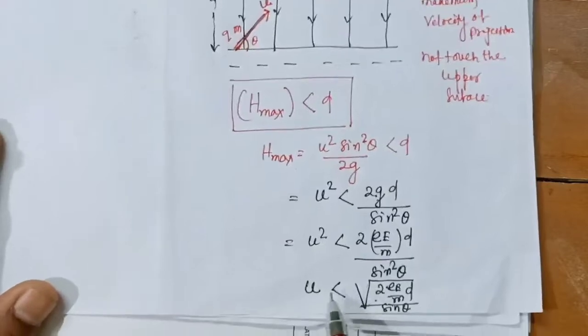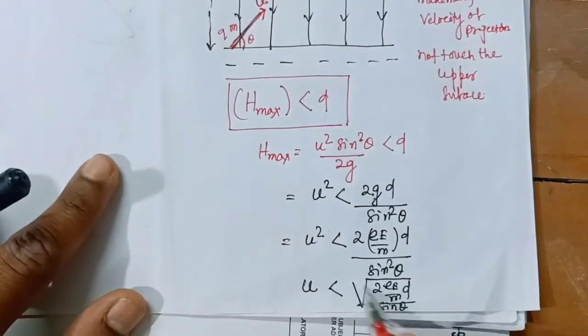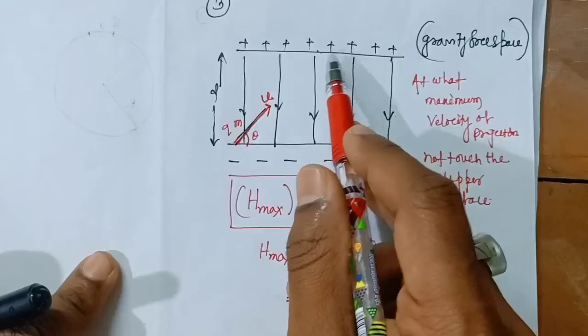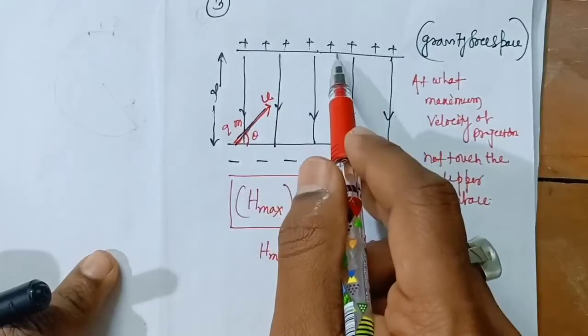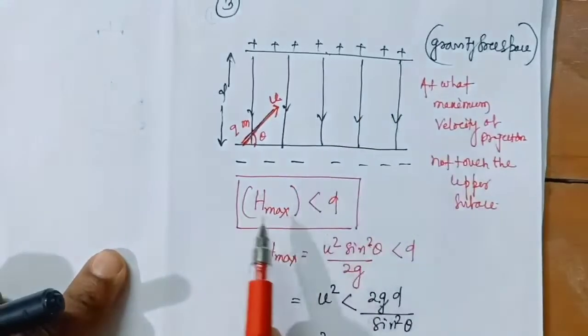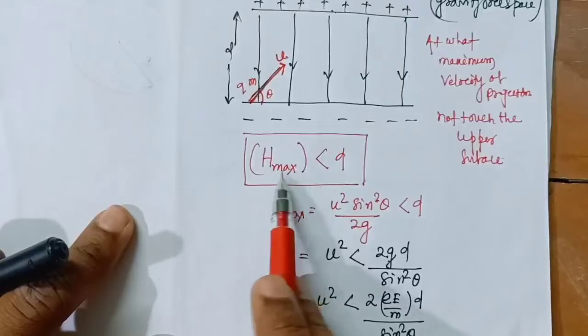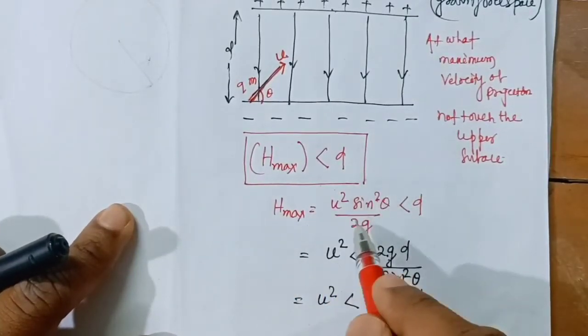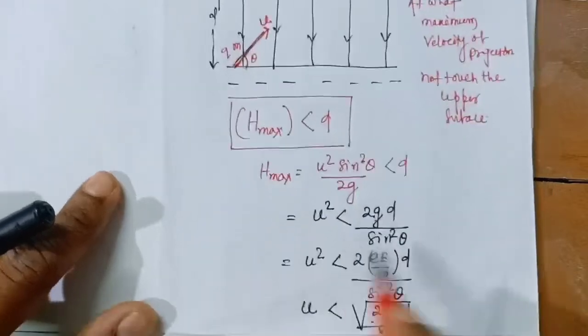So what is the value of u? The value of u should be less than this value, so that it will not hit the top of the plate. It will not hit exactly the top of the plate. What is the basic concept I used? H maximum should be less than or equal to d. So H maximum is what? u square sine square theta upon 2g should be less than or equal to d.